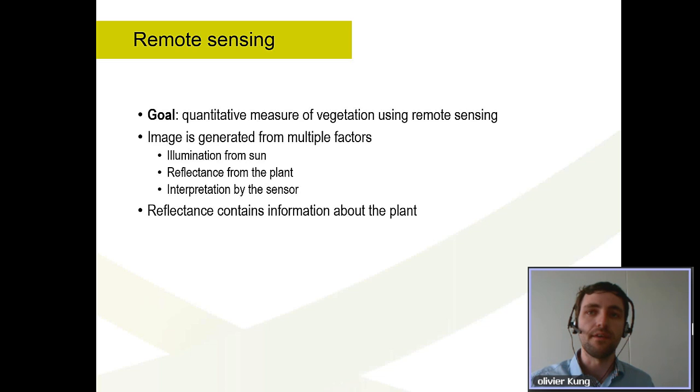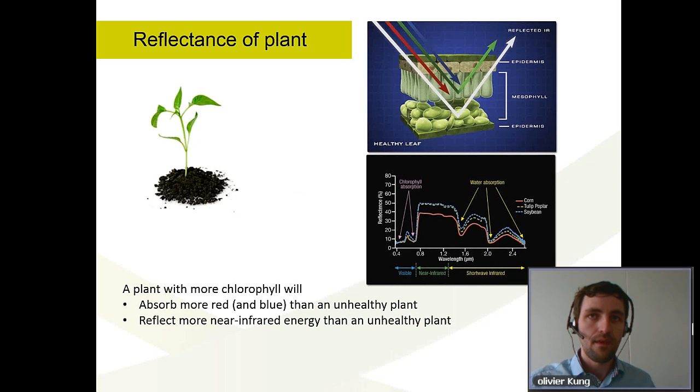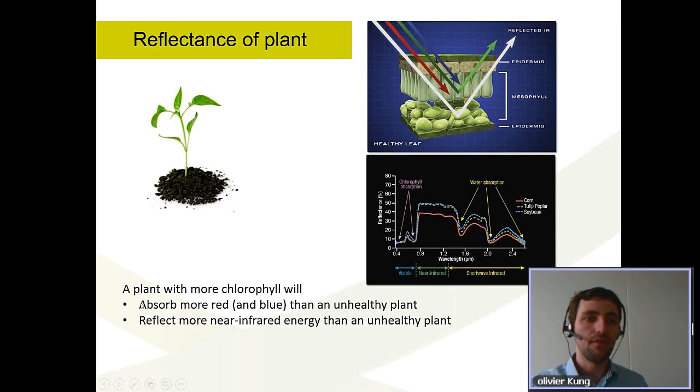But the most important thing, and the reason why we are doing all this work with cameras, is that the reflectance contains information about the plant. In which respect? Maybe the easiest message to go through is that a plant has chlorophyll, and a plant with more chlorophyll, which usually means a more healthy plant, will have two big effects. The first one, it will absorb more red, and in certain respects some blue, than an unhealthy plant.